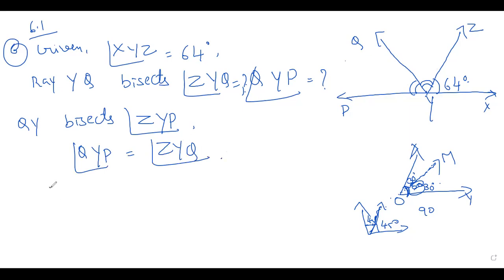And we know that PX is a straight line. Here we have three angles. What is the sum of all the three angles? 180 degree. And here we know one angle, that is 64 degree. Easily you can find out these two angles because they are saying both are equal.